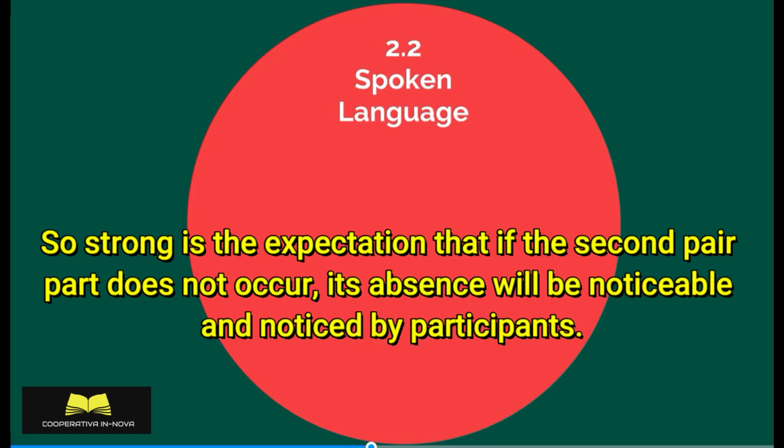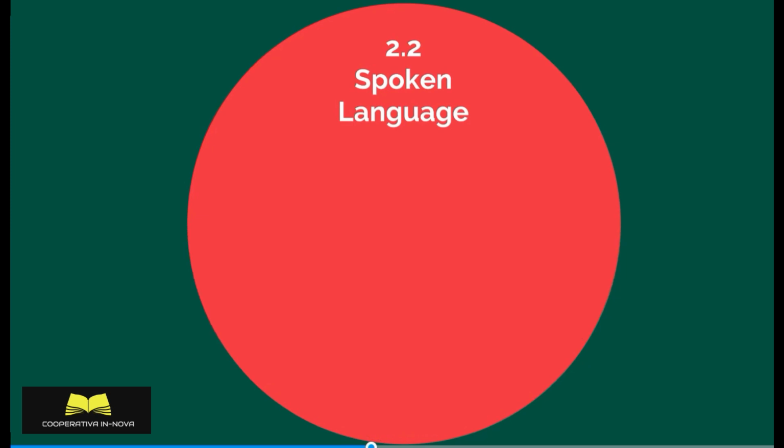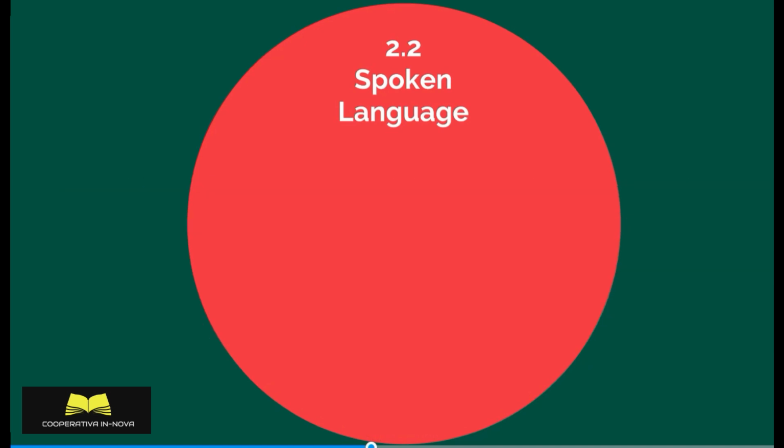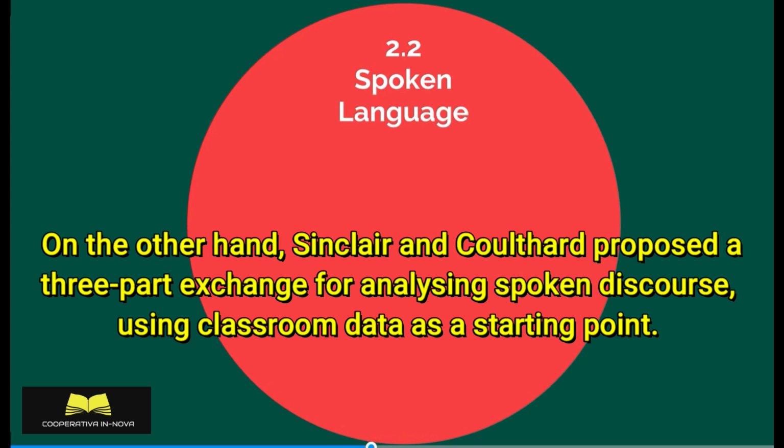So strong is the expectation that if the second pair part does not occur, its absence will be noticeable and noticed by participants. And when the expected response is not forthcoming, interlocutors often give an account of why it is not forthcoming. In other words, given a question, regularly enough an answer will follow. E.g., what time is it? It's 3 o'clock. On the other hand, Sinclair and Coulthard proposed a three-part exchange for analyzing spoken discourse, using classroom data as a starting point.